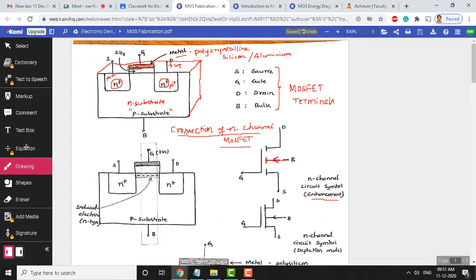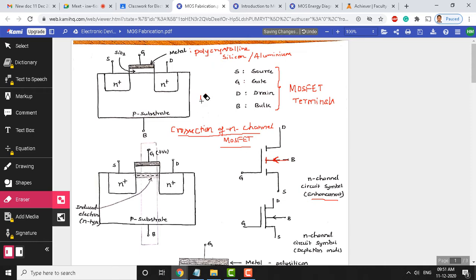Let us remove this so that you understand. Let us consider only the n channel device for our discussion. Now you can see that if you apply voltage, let me remove this and connect some voltage between drain and source, so that you will have an understanding.